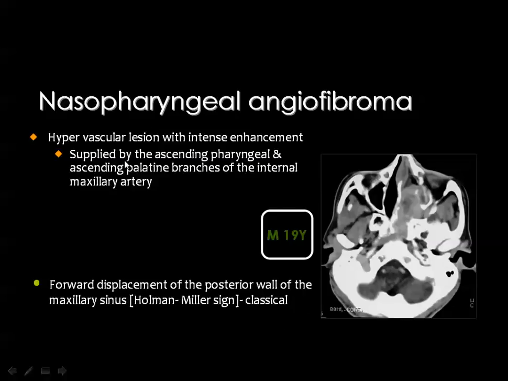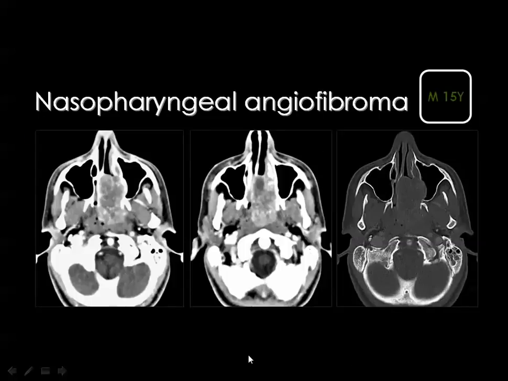It's supplied mainly by the ascending pharyngeal and the ascending palatine branches of the internal maxillary artery. Then if you inject the contrast, the tumor will enhance significantly. If you have MRI, you will see multiple dilated tortuous signal void vessels going through the tumor. And this is an example with a mass in the nasal fossa and in the nasopharynx. You see, this is the pterygopalatine fossa, which has been involved by the tumor, because the tumor originally arises in this particular area, which is the region of the sphenopalatine foramen.